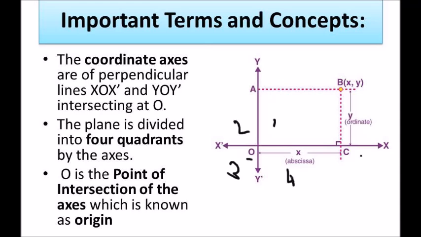Here XOX' and YOY' are the lines, which are called the X and Y axes. The X axis is the horizontal line and the Y axis is the perpendicular line. O is the point of intersection of the axes, which is known as the origin. Also, each point on the plane has two values, one for the x-axis and another for the y-axis.